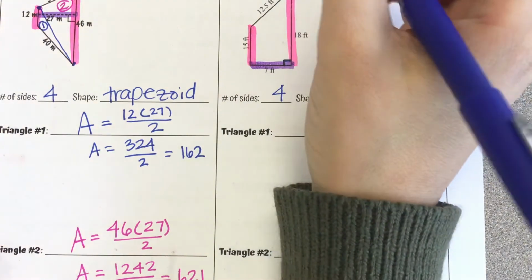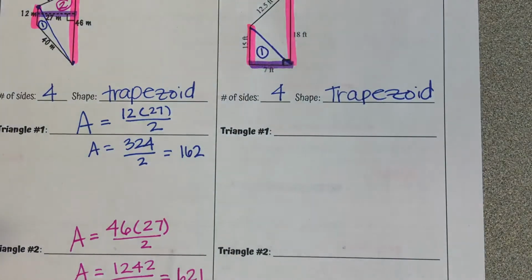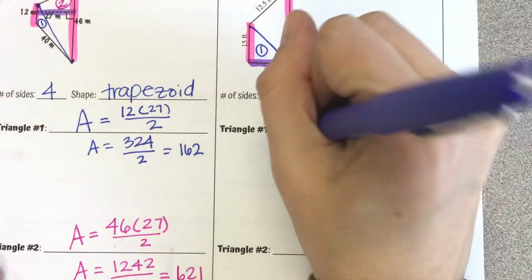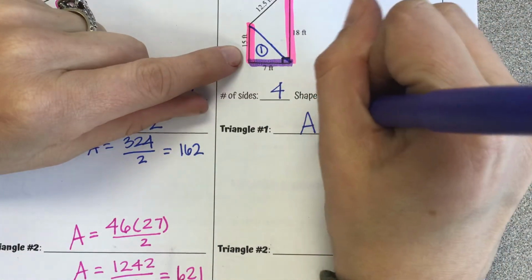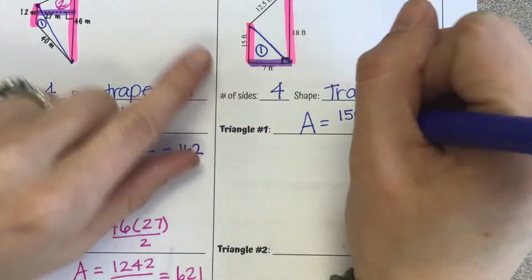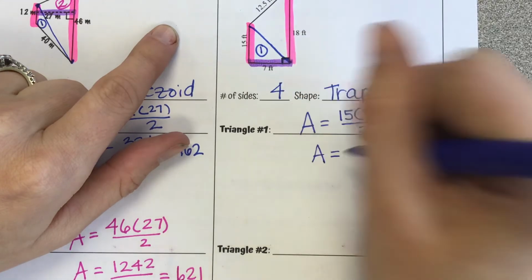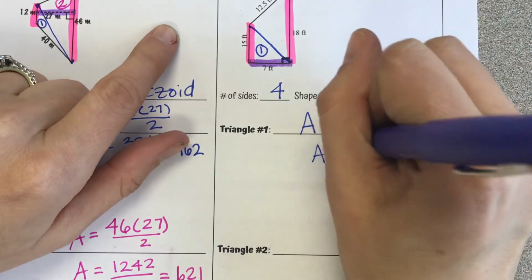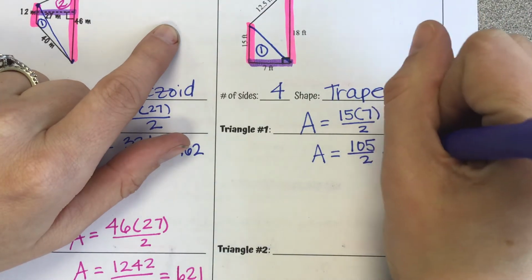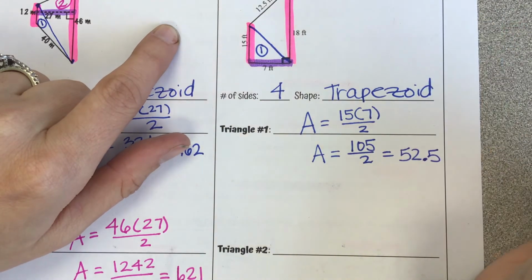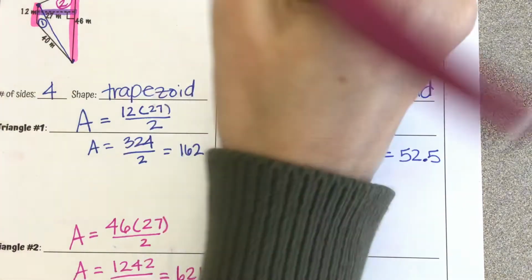I'm going to divide my shape into 2 triangles, starting with triangle number 1, plugging in. Our base is this parallel side, which is 15, times the perpendicular height of 7 divided by 2. Plug in, 15 times 7 is 105, divided by 2 equals 52.5.